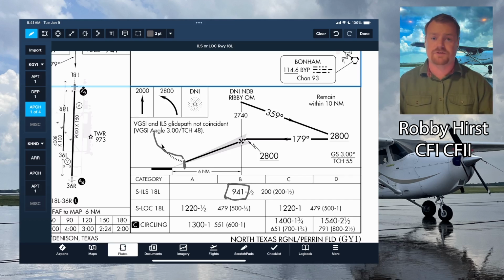So, love precision approaches that get you really close to the ground. You can see here, this one is going to get you 200 feet AGL. That is really low, and really gives you a great opportunity to try to break below the cloud ceiling to be able to get the runway in sight.